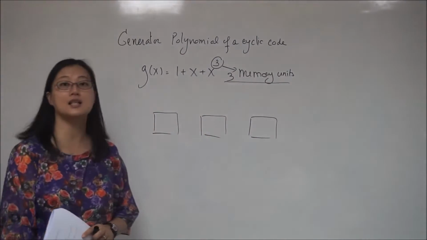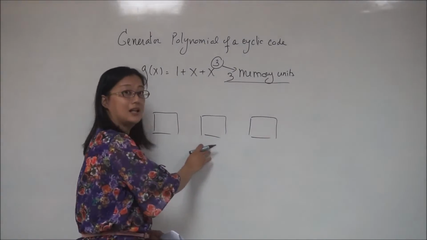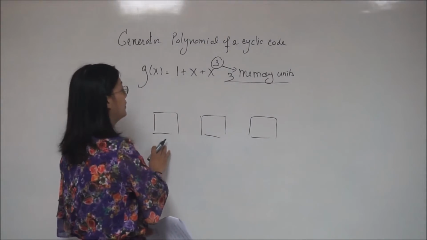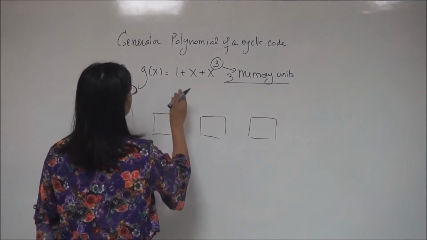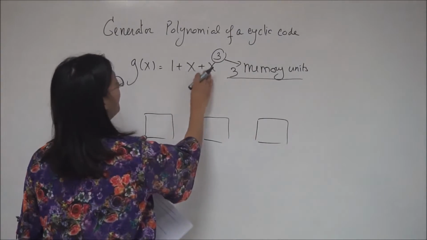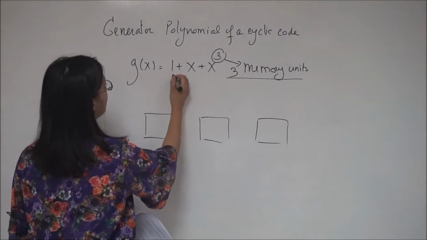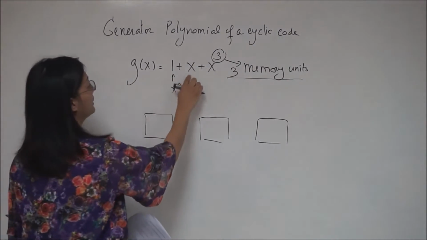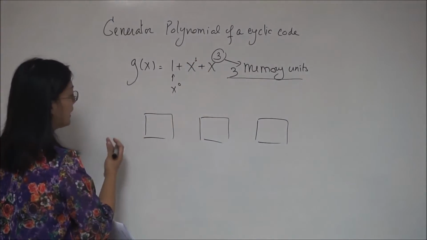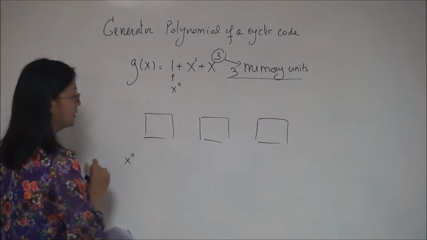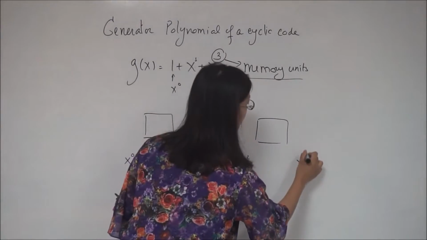If you have taken the digital circuit lesson, you will know that this is a flip-flop, like a D flip-flop. Each of them can contain 1 bit. But in this class, you look at the degree of the terms in the generator polynomial. This one is x to the 0, this one is x to the 1, and x cubed. On the left-hand side, we start with x to the 0, then x to the 1, x squared, and x cubed position.